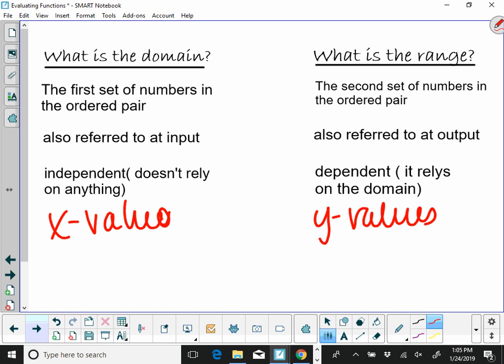X is independent. We can choose any x. Every one of us can choose a different one. But then our y depends on what x we choose. So y is a dependent variable.